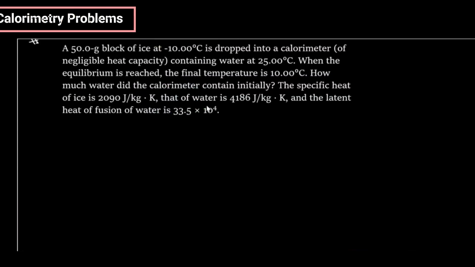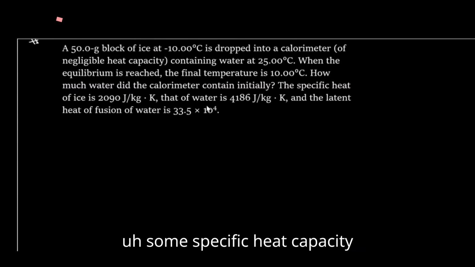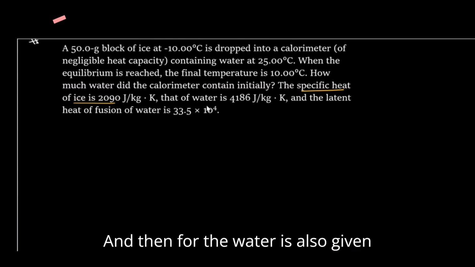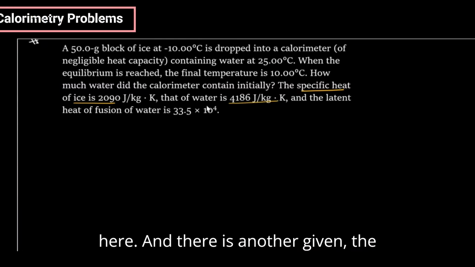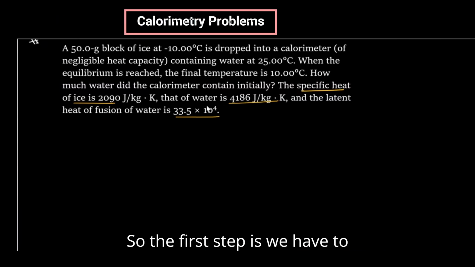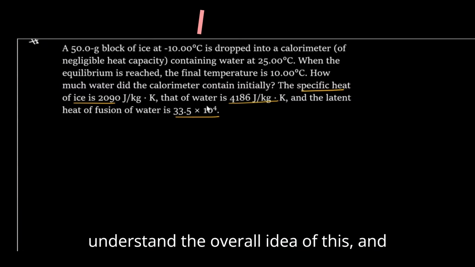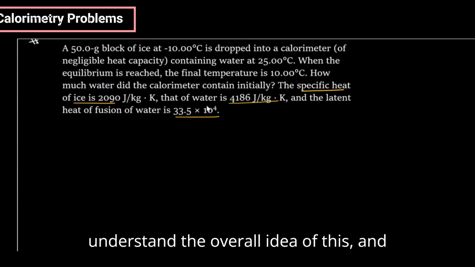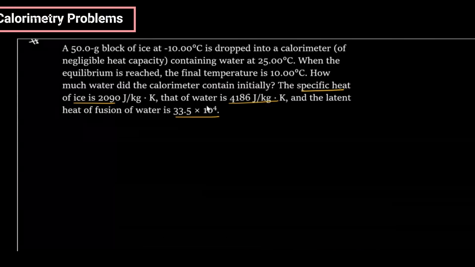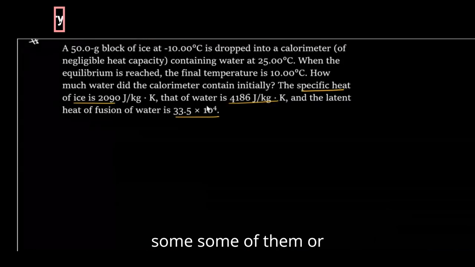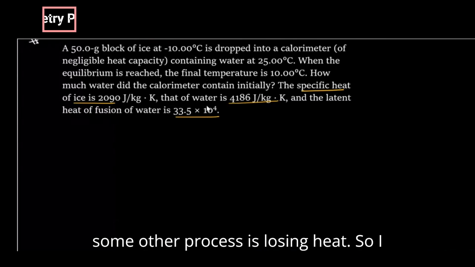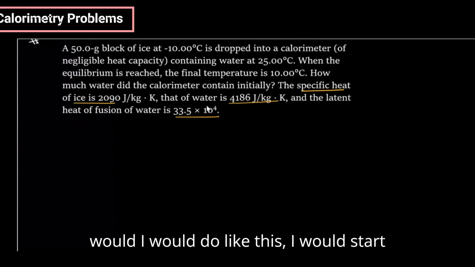All right, great. So the specific heat capacity of ice is given here, and then for the water is also given here. And there is another given, the latent heat of fusion of water. So the first step is we have to understand the overall idea of this, and then we have to sort out the givens. Some process is gaining heat and then some other process is losing heat. So I would start from the concept.